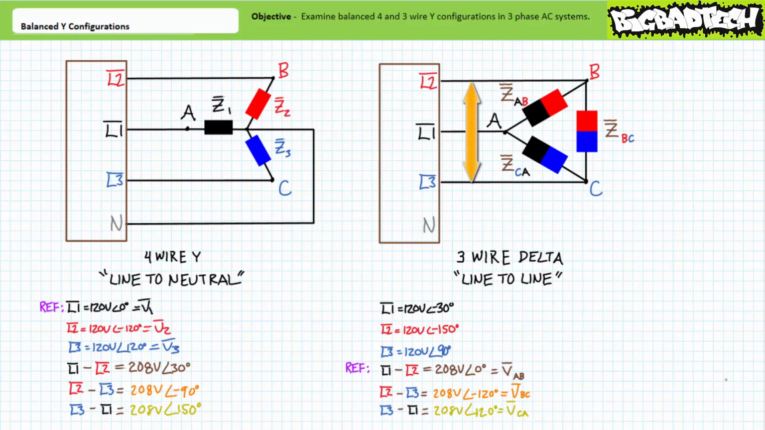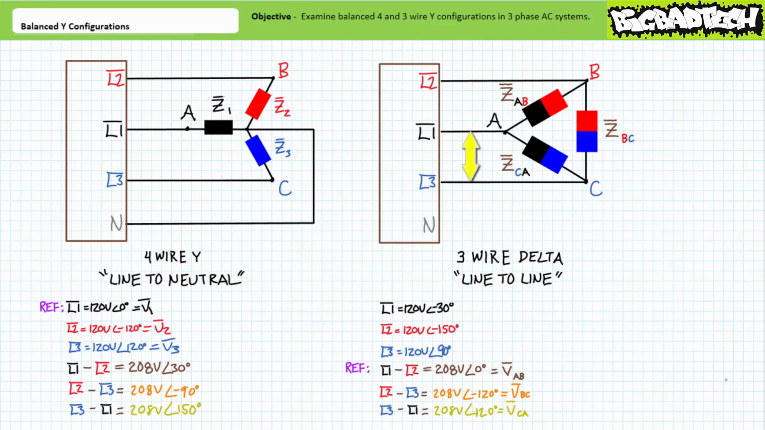Similarly, between lines L2 and L3, connected to nodes B and C, there is a differential of 208 volts at an angle of negative 120 degrees. Load impedance BC goes from node B to node C. It makes sense that the voltage across load impedance ZBC is 208 volts at an angle of negative 120 degrees.